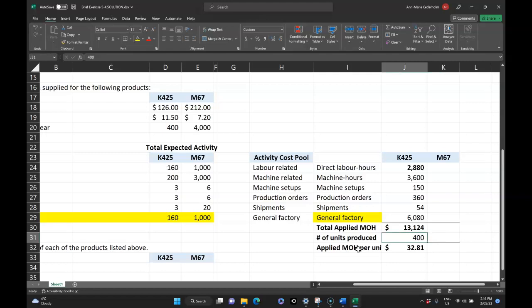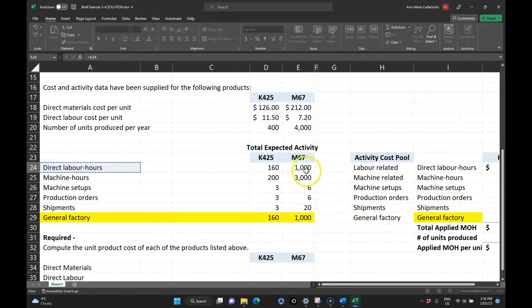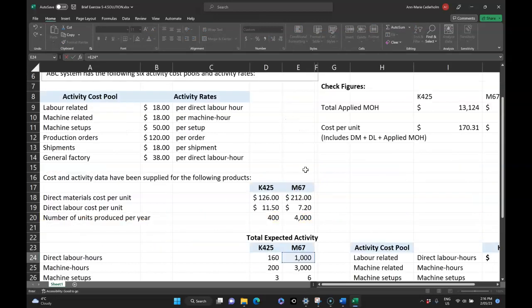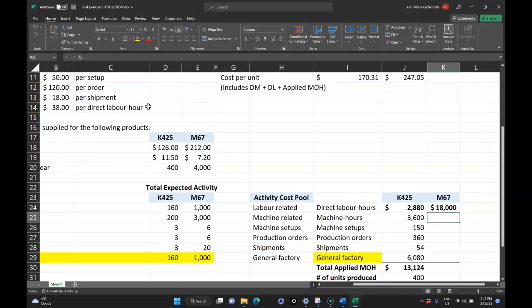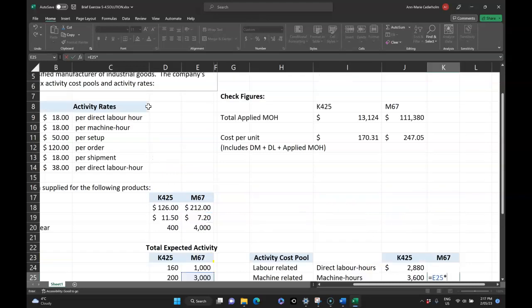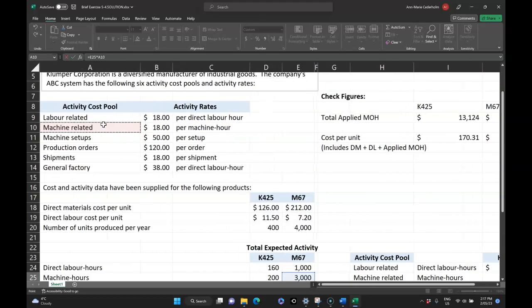Okay, so now let's do M67. And just remember, these are dollar amounts that we're calculating, and this is the activity over here. So for M67, my direct labor hours were 1,000. And I'm going to use the same predetermined overhead rate as the other product, $18. With machine hours, I'm going to take the 3,000 and then multiply that by the same predetermined overhead rate for machine hours, $18.